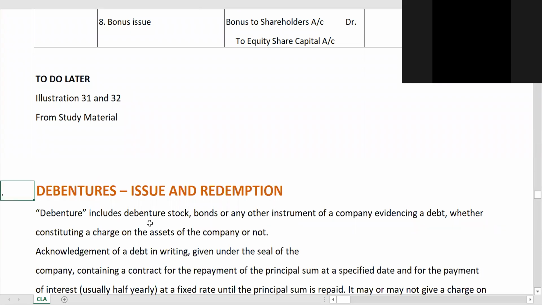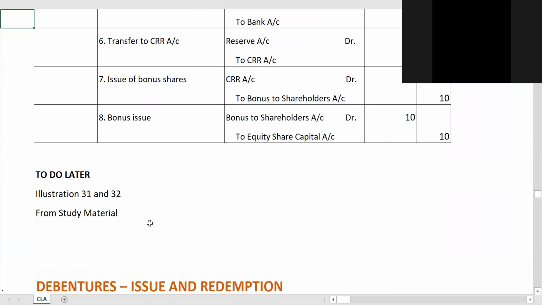So as per your study material order, next is debentures, but we'll do underwriting first. Basically underwriting is done for both shares and debentures, but mainly it's a concept for shares, capital issue. So that's why we'll do it along with shares. It's a good topic, an interesting topic.